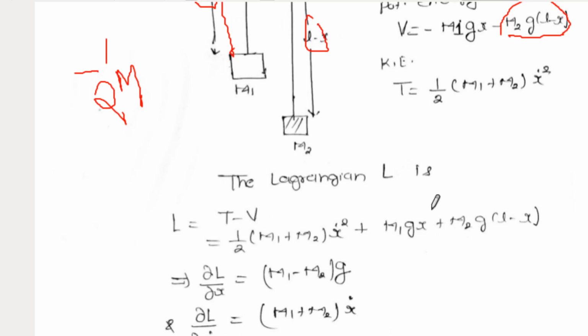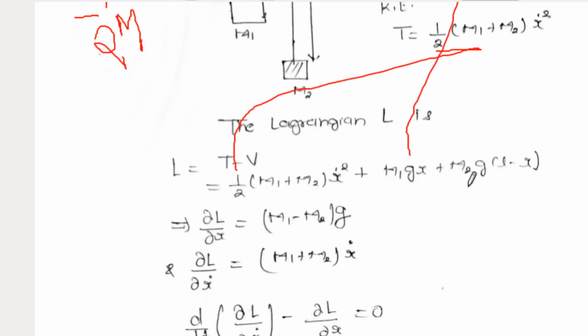And now we can write our Lagrangian, which is nothing but equal to T minus V. So T is already calculated here and V is here. Now you can identify again that x is our generalized coordinate and x dot is our generalized velocity. So when we take the partial derivative of L with respect to x, we get (m1 minus m2) times g, and when we take del L by del x dot, only this term contributes, and we get (m1 plus m2) x dot.